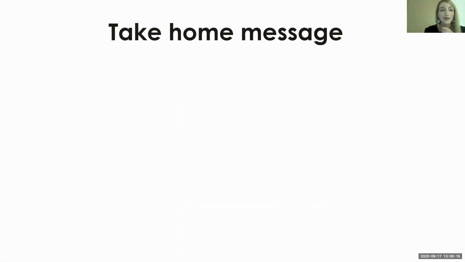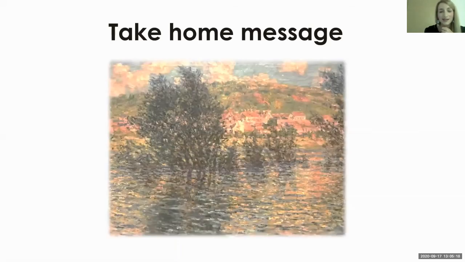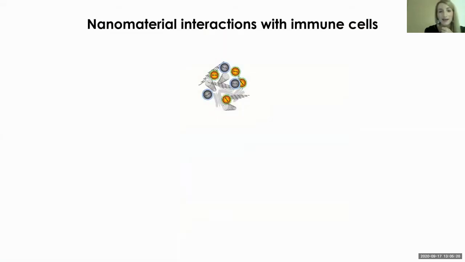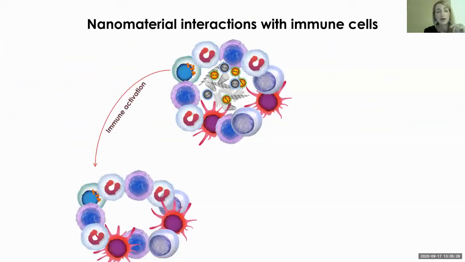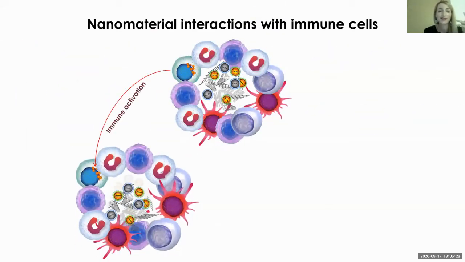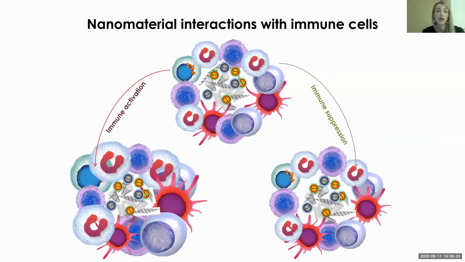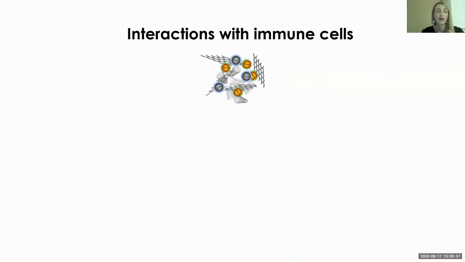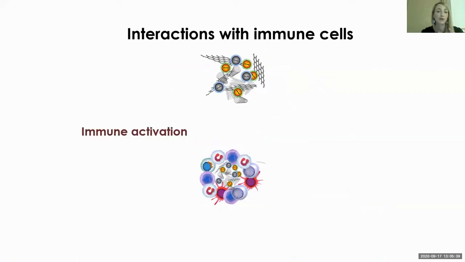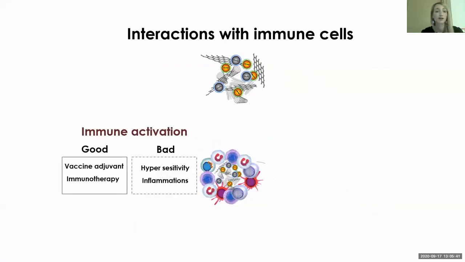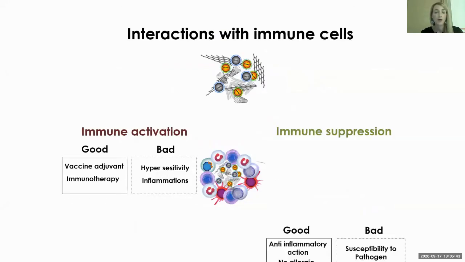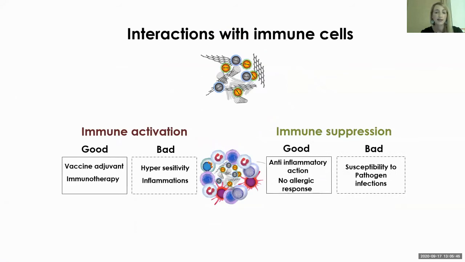So what is the take-home message? The take-home message is basically that we can put nanomaterials in contact with immune cells. In simple words, we can get an immune activation or an immune suppression, and we should think about the opportunities we may have with both types of actions of these nanomaterials.